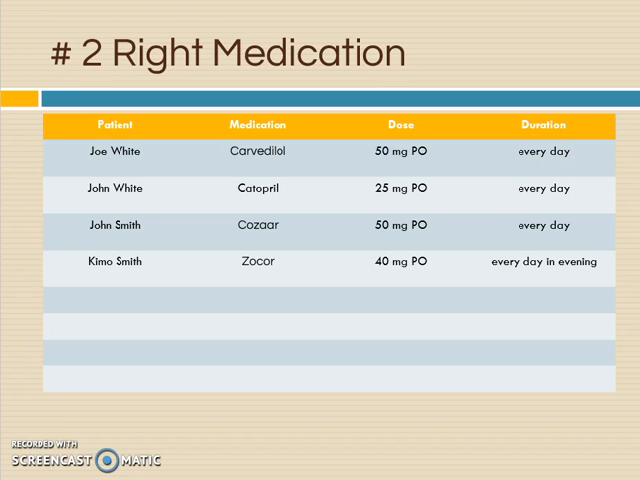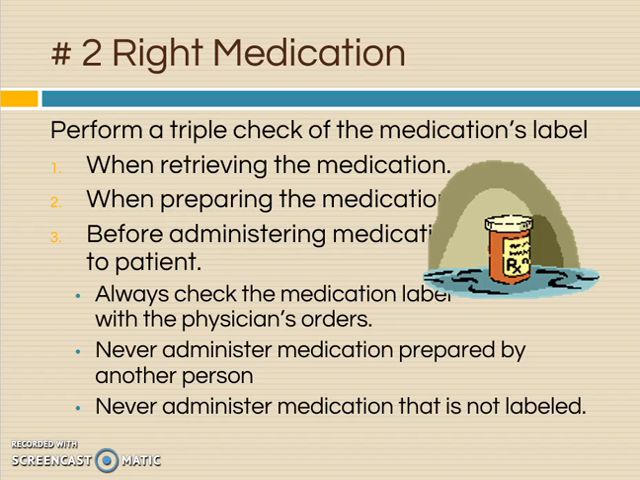So then you want to have the right medication, and again, this is the same list that you saw earlier. So you can see that some of the medications are very close in the name of them and even in what they do. So just make sure that you have the right medication. And to assure that you have the right medication, what we do is we perform a triple check. So when you get the medication off the shelf, or when you get it out of the Pyxis, you're going to look at the name of the medication.